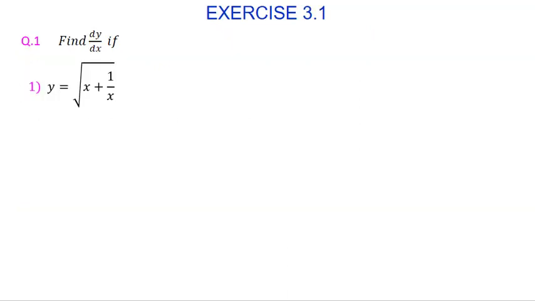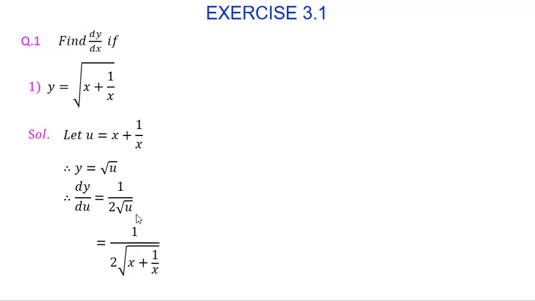Now let us see the first problem of our exercise 3.1. The problem is I have to find dy upon dx where y is root of x plus 1 upon x. So here I will first say that let u is equals to x plus 1 upon x. Therefore y will become root u. Now y is a function of u and we can differentiate y with respect to u. So I will say that dy upon du is equals to 1 upon 2 root u. As the value of u is x plus 1 upon x, I can replace u with x plus 1 upon x.